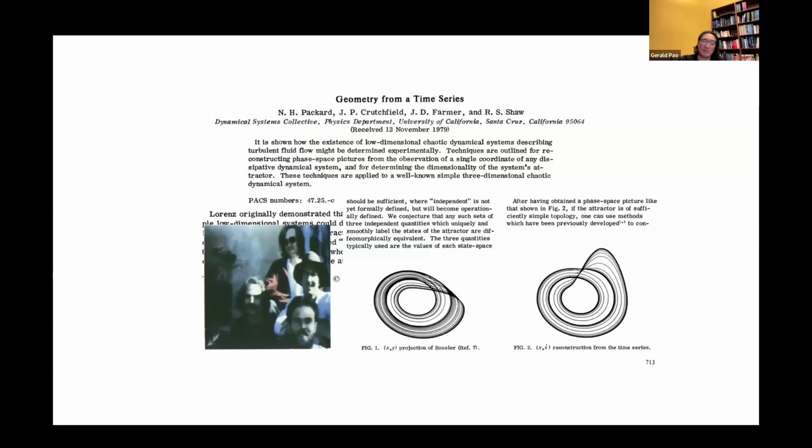And there was a remarkable discovery with them back in 1978, but the paper was published in 1980 by three graduate students and an undergraduate, without a professor. They found that you can take a single time series and convert it into a shape. This is the paper called Geometry from a Time Series. And that was essentially what later became known as the Takens theorem.